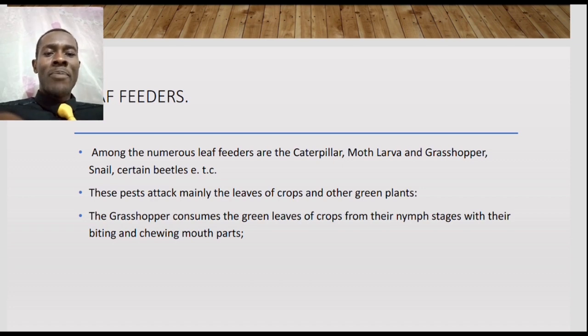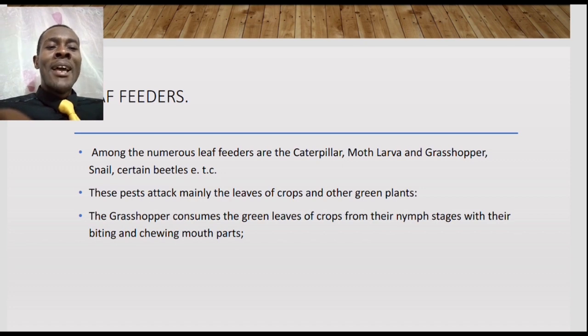The grasshopper mainly consumes the green leaves of crops from their nymphal stage. Grasshoppers are voracious feeders of leaves of plants with their biting and chewing mouth parts.